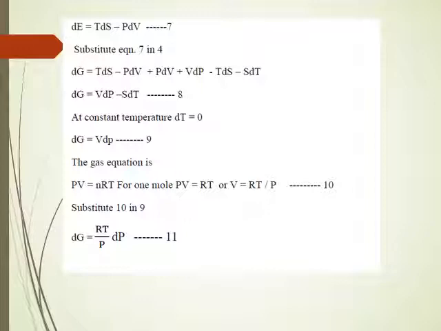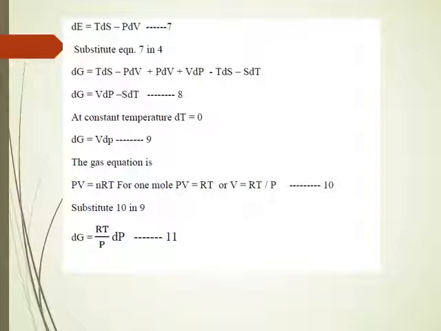Now at a constant temperature, we know that dT is equal to 0. So the above equation becomes dG is equal to VdP. We know that the gas equation is PV is equal to nRT. For 1 mole, it becomes PV is equal to RT, or V is equal to RT by P.